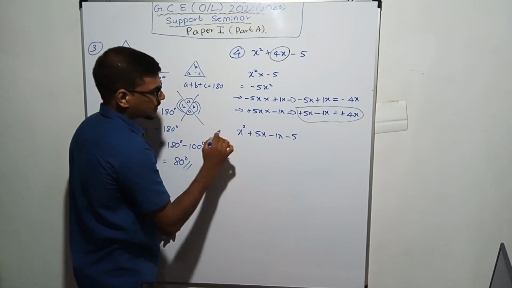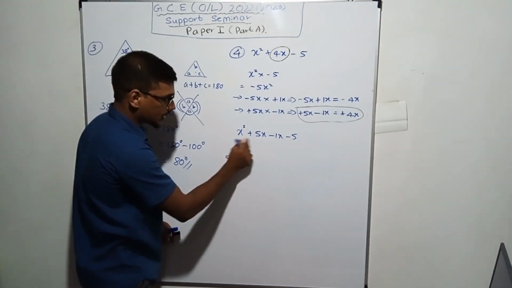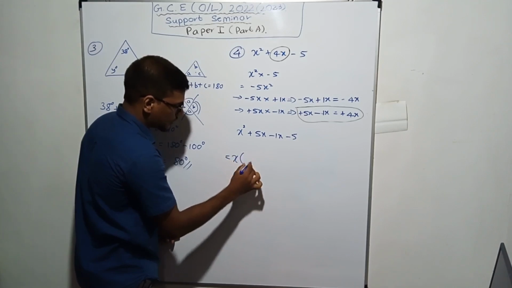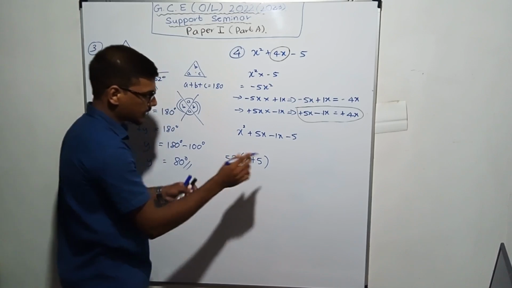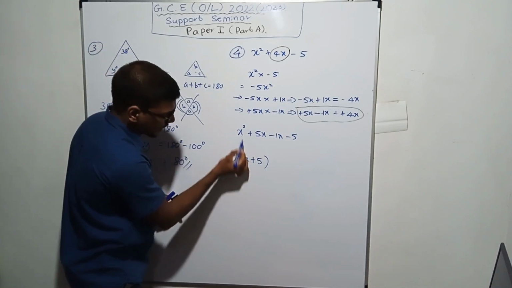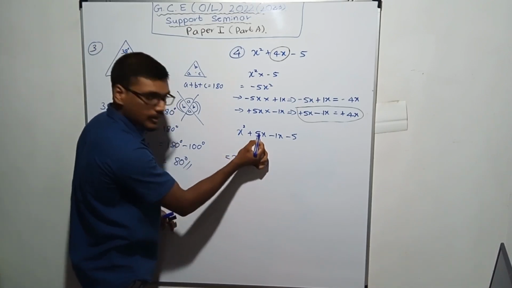Then I have to factorize now. I have to check these two terms. Both contain x, so I can take x out. Then here x will remain, plus 5. You can double check by multiplying: x times x is x squared, x times 5 is 5x.